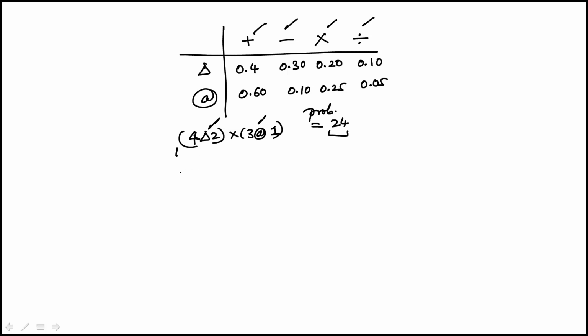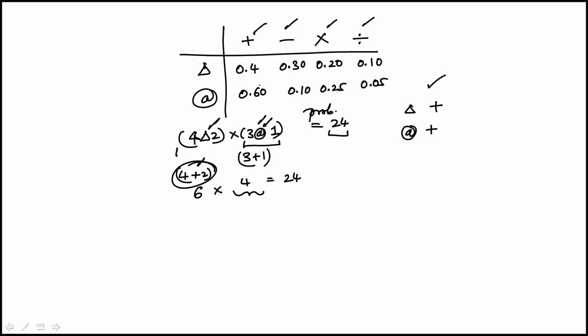If we start with plus, 4 plus 2, that's going to give me 6. And then I'm multiplying with this number. So to get to 24, I need this to be 4. The only way to do that, if this is plus, is if this is also plus, because the others are not going to give you that. So one possibility is if triangle is plus and at is also plus, because in that case 3 plus 1 is 4. So I'll get 24. So that's one scenario.